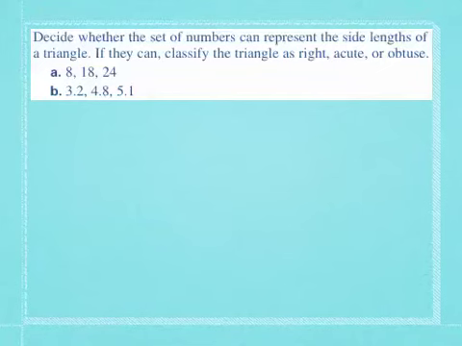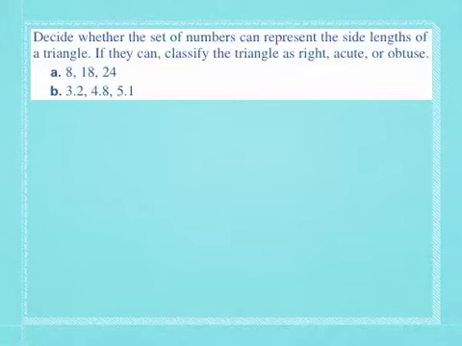This example says decide whether the set of numbers can represent the side lengths of a triangle. If they can, classify the triangle as right, acute, or obtuse. Remember really quickly, it was several chapters ago, but to tell if three numbers could be the side lengths of a triangle, you have to add two of them, and that has to be greater than the third side.